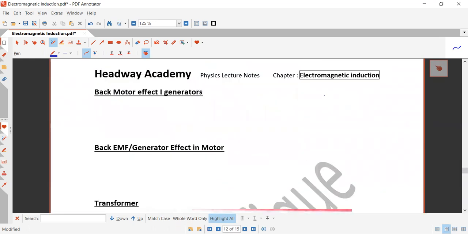Right, sure. Okay. Back motor effect in generators. Back motor effect in generators means, students, that a generator can also act as a motor in the opposite direction.